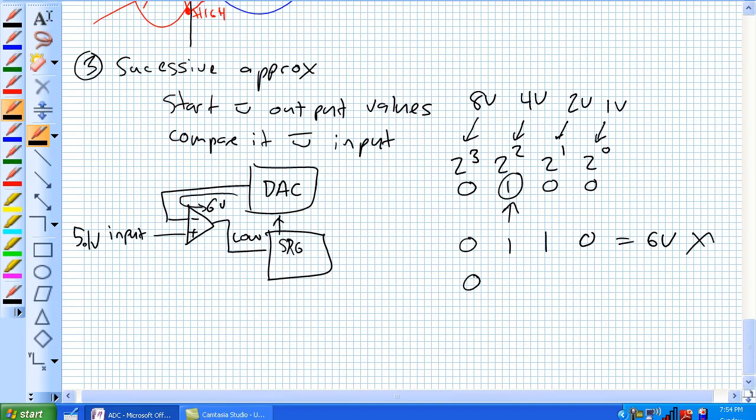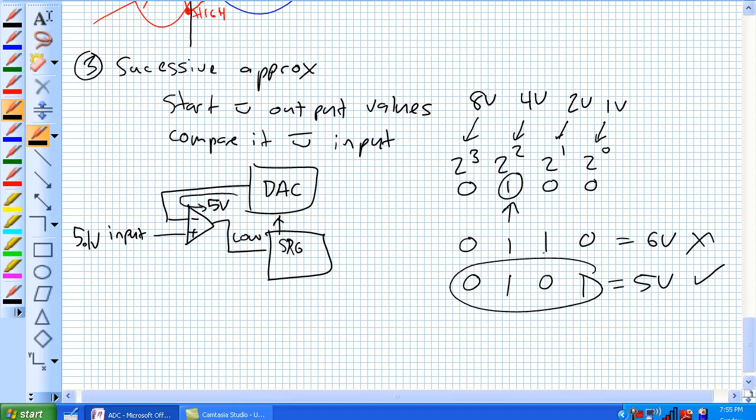But now, move on to the LSB. We already figured out that 4 works. Does 5 work? Now we send 5 volts there. Yes, it does. Our nearest approximation for this successive approximation means of analog to digital conversion is 0, 1, 0, 1.